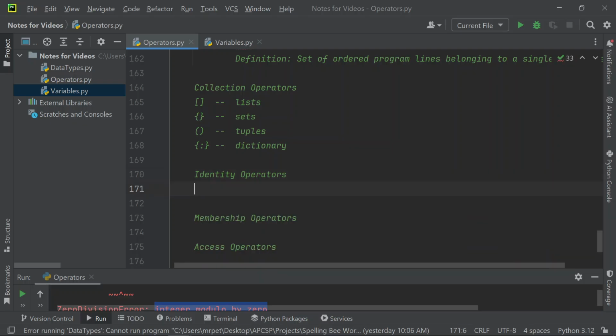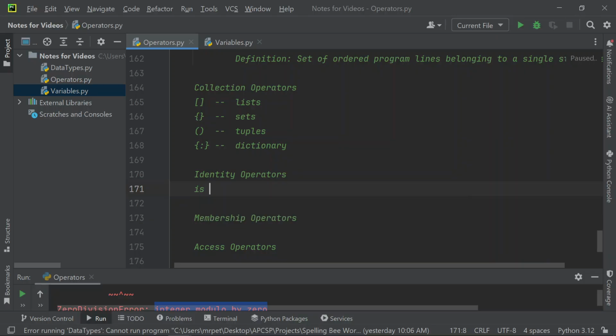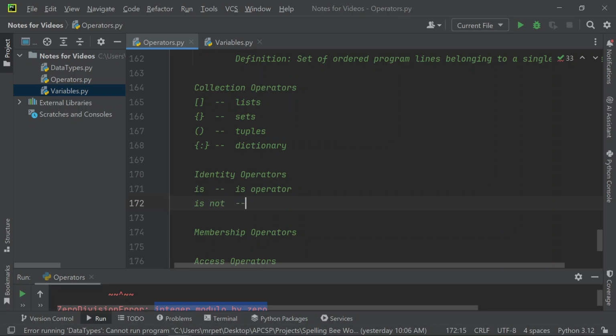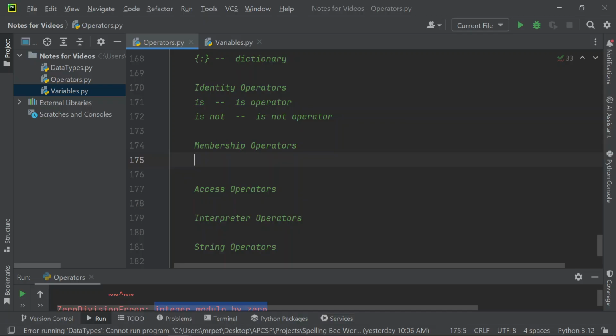Identity operators, we have the is operator, another operator that's just a word. Okay, it's autocorrecting. Don't want to do that. Ooh, what's the name for this? I think it's just the is operator. And the is not operator. We'll use these when comparing objects.